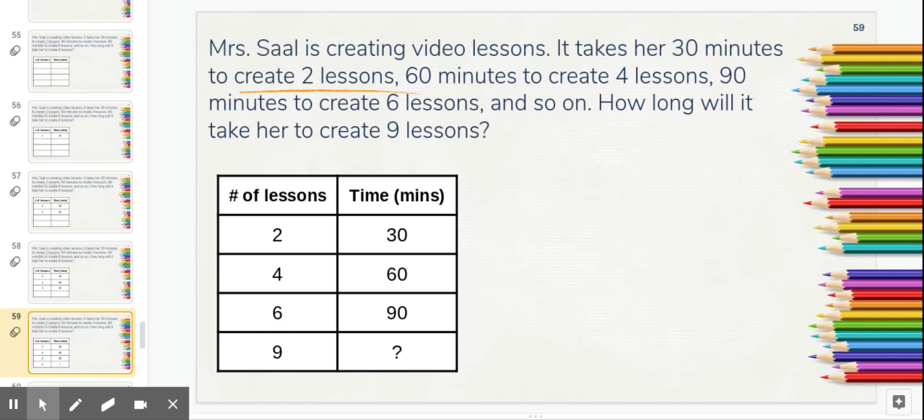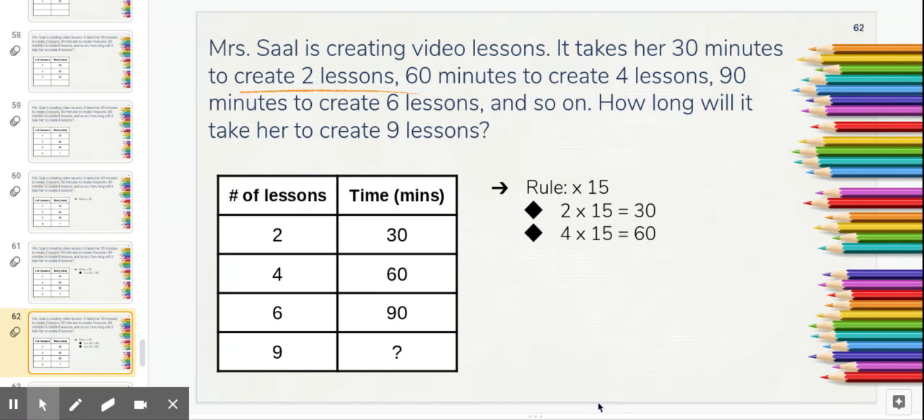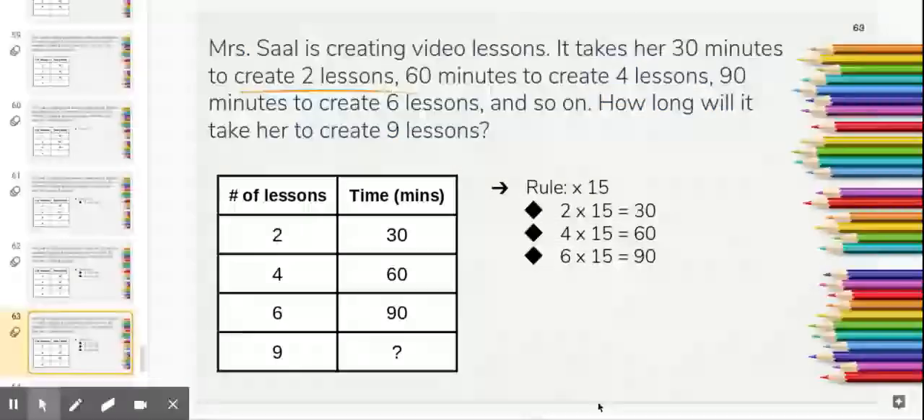So just by looking at this, from 2 to get 30, I can multiply by 15. So I'm going to try the rule as times 15, because 2 times 15 is 30. Let's see if it works for 4 as well. 4 times 15 is 60, and 6 times 15 is 90. So it looks like this rule, times 15, is actually working out for this problem.